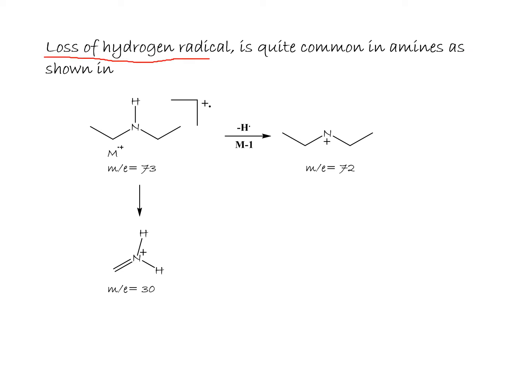Loss of a hydrogen radical is quite common in amines. So if we started with a molecular ion having NH and we ionize the nitrogen, kicking out an H radical will lead to the formation of an ion at 72. In the spectrum, we can see clearly a peak at 30. How can we get to this peak?